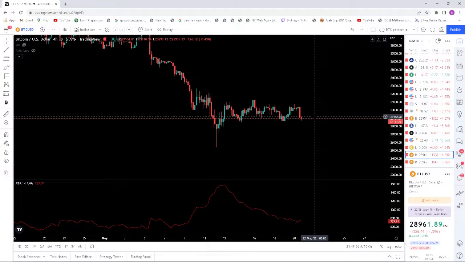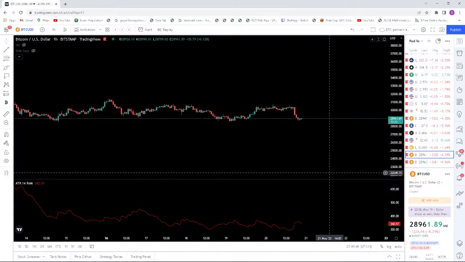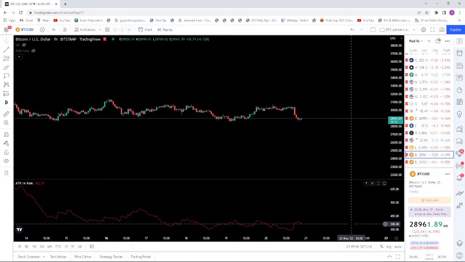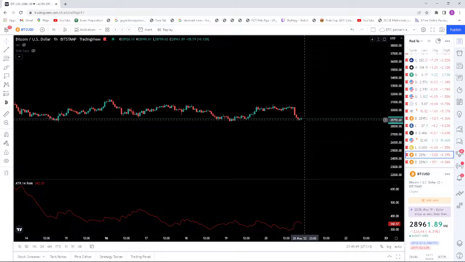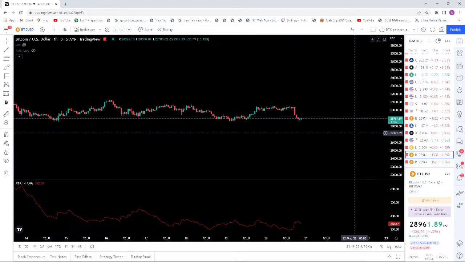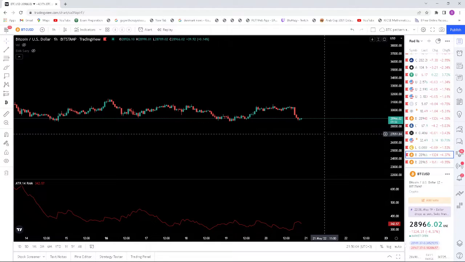How do I decide on my stop loss? Another method, on the hourly, I usually decide on my stop loss using ATR. So if ATR is 340 and I entered the trade now, I went long from here, 28.8, my stop loss will be less than 28.8 by $340, or double that, or one and a half times of that. It depends how I'm feeling, how much risk I'm willing to take.